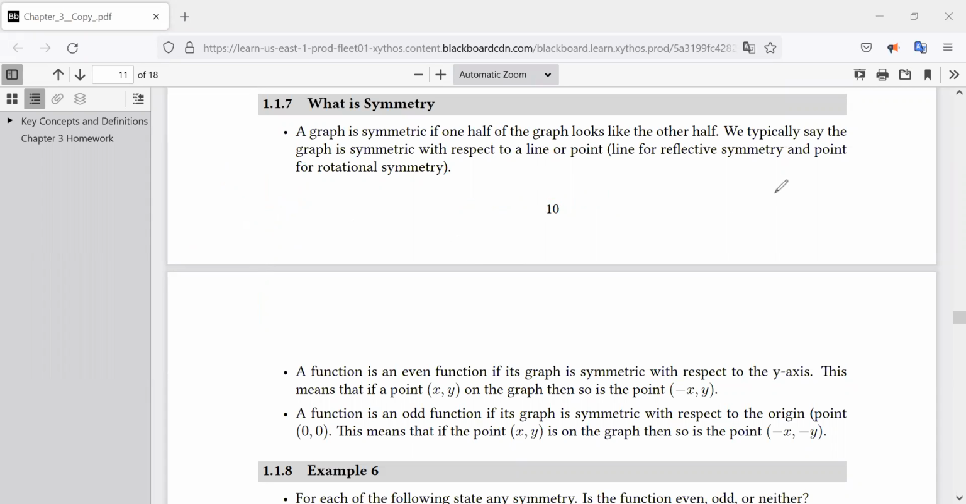Another type of symmetry that we often care about is this kind of double symmetry. You have to flip it over the y-axis and then flip it over the x-axis. This is called an odd function. So f of negative x is going to be equal to negative f of x.